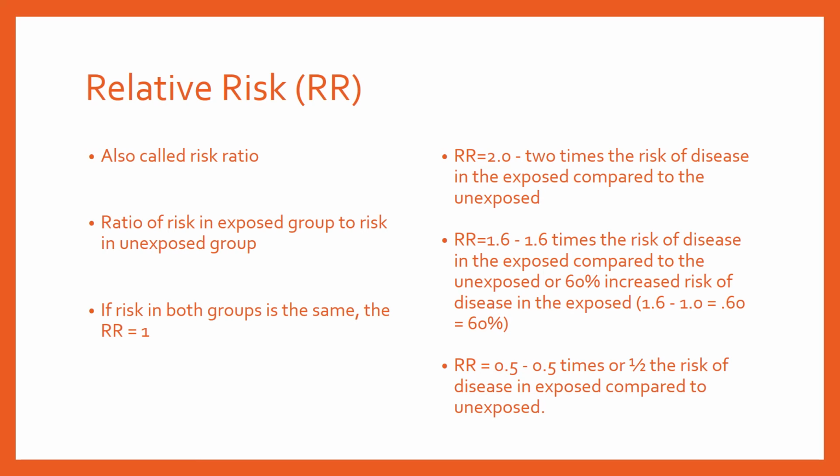What if you have a relative risk less than 1? Let's say it's 0.5. What this means is that you have a 0.5 times or half the risk of disease. So let's say that for physical activity and breast cancer, there's a relative risk of 0.5. That means that people who are physically active are half as likely to get breast cancer as those who are not physically active. That's how you would interpret this number.